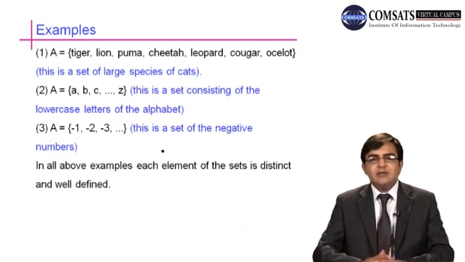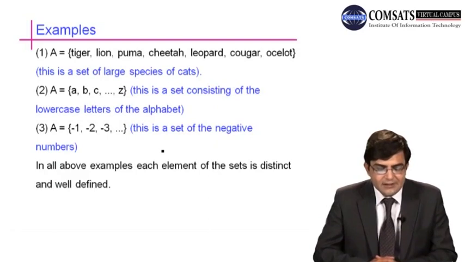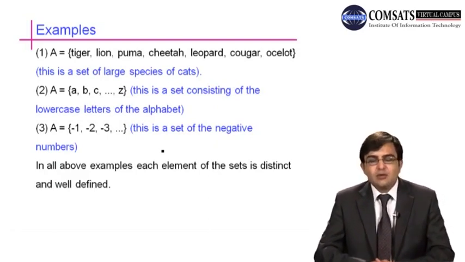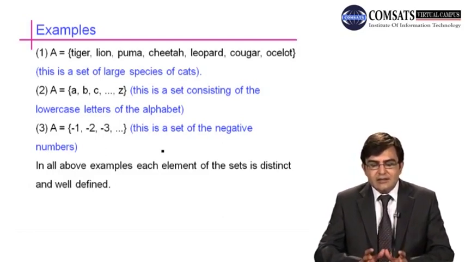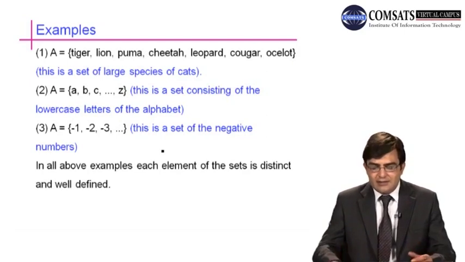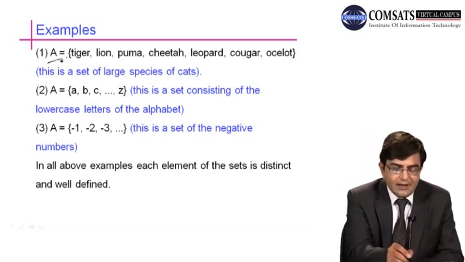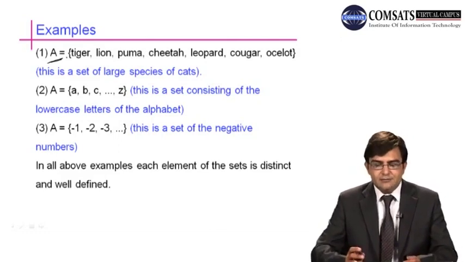For example, if we take the examples in the next slide, the first example is a set which is a collection of large species of cats: tiger, lion, puma, cheetah, leopard, cougar and ocelot. These are a special kind of species, the large species of cats. So in this collection we have objects which are distinct and defined, and this is denoted by capital letter A. So this is a set.